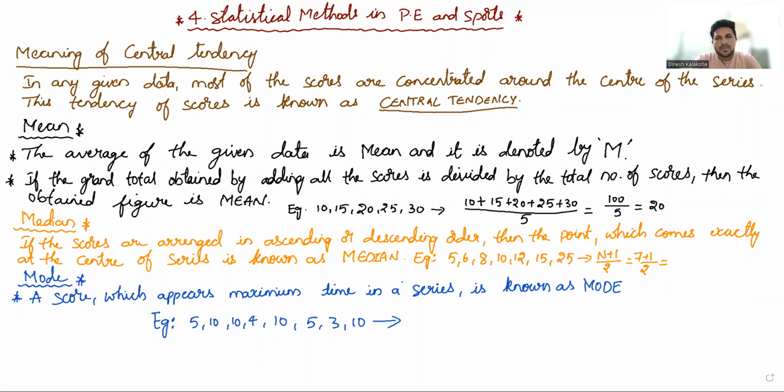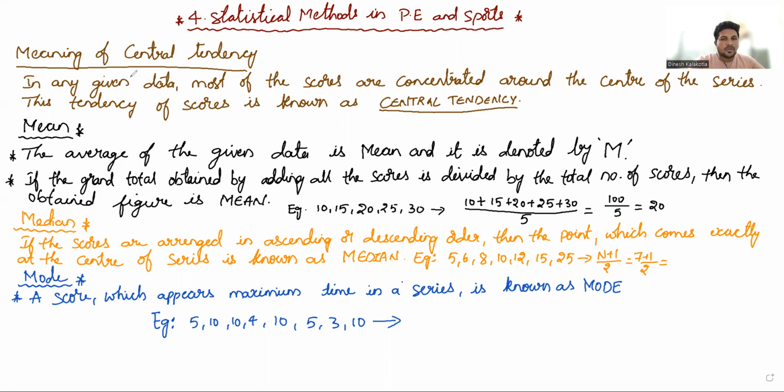Depending upon the grouped data, how we are going to get a mean, median, and mode from different types of data, that we are going to see in the next video. We'll just learn some introduction of what is central tendency, what is mean, what is median, and what is mode. As you can see on the screen.